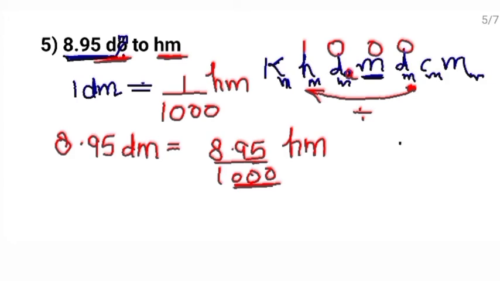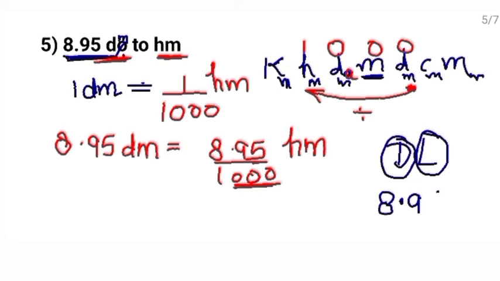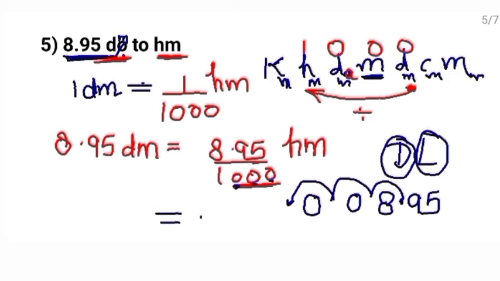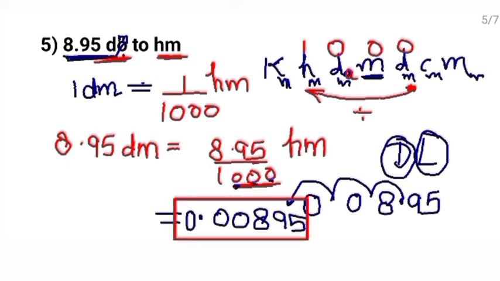Now you are dividing by the power of 10. It means according to DL, in division you will shift the decimal point to the left. Decimal point will shift to the left. How many places? 1, 2, 3, because 3 zeros are given here. We will put the decimal here. So what does it become now? 0.00895. This is your answer.